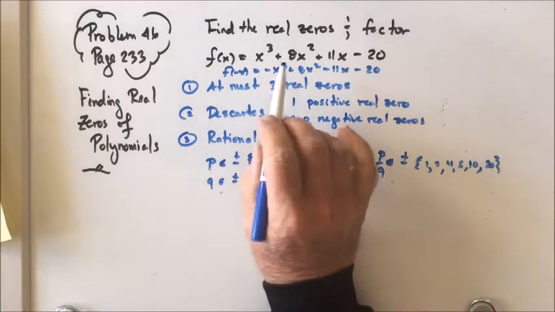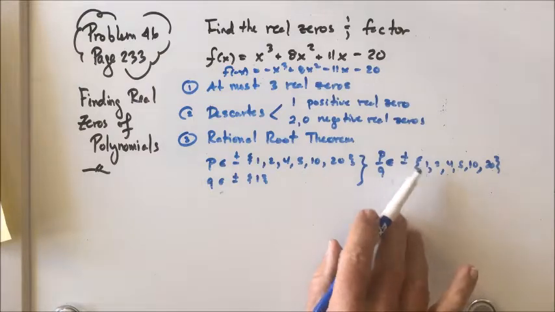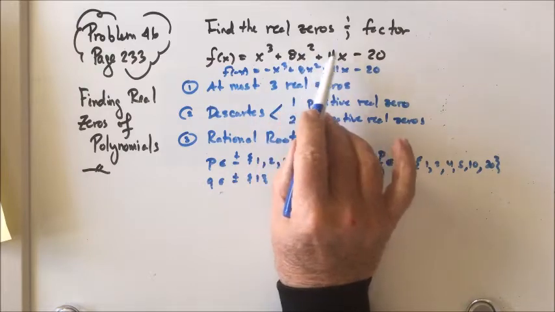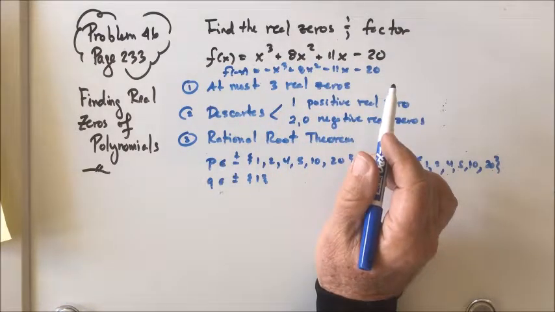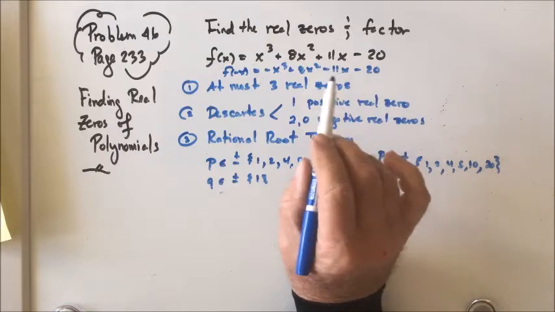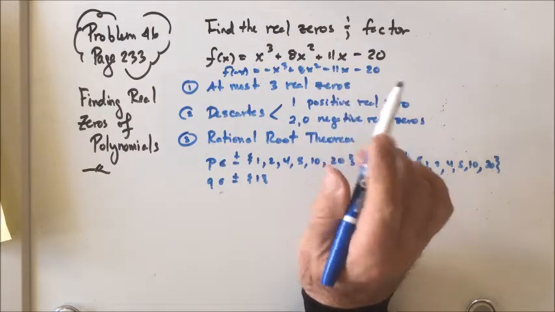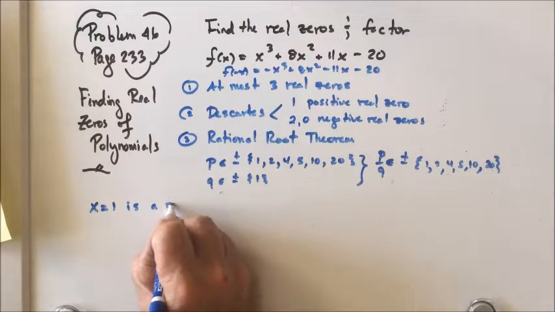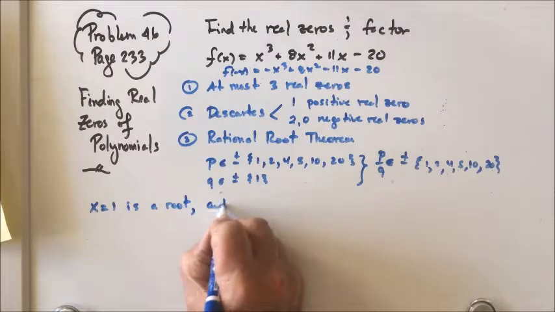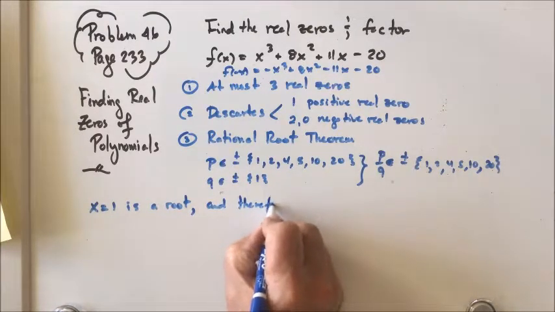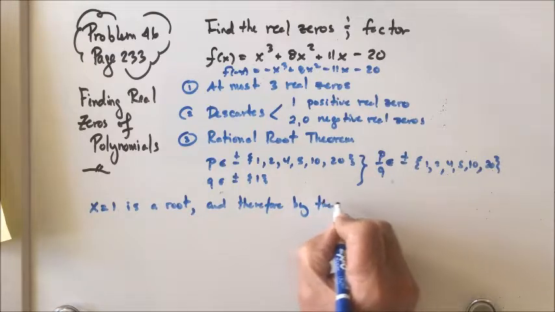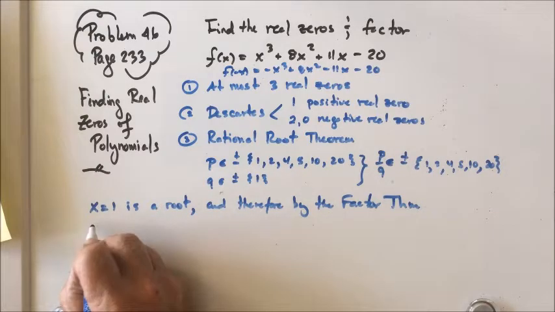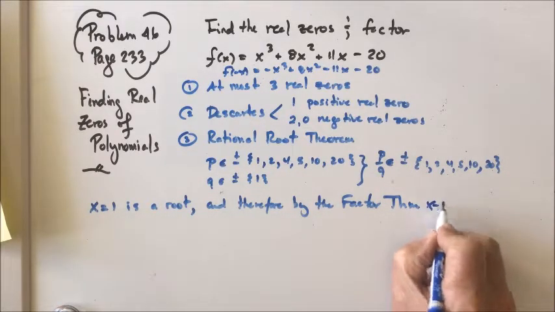And just by inspection, I'm going to say, by the way, if x is equal to positive 1, I've got 1 plus 8 plus 11, that's 9, plus 11, that's 20, minus 20 is 0. So f of 1 is 0, 1 is a root. X equals 1 is a root. And therefore, by the factor theorem, x minus 1 is a factor.